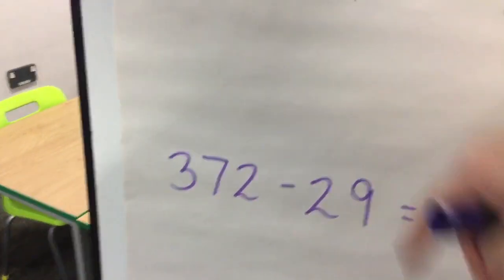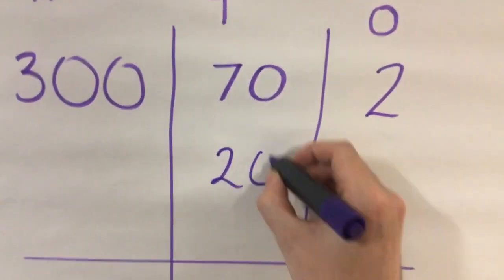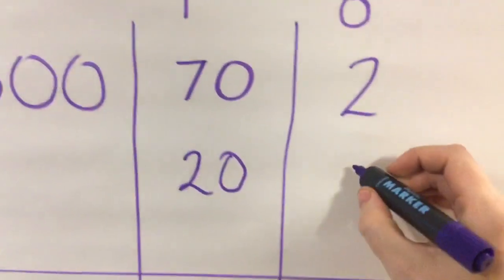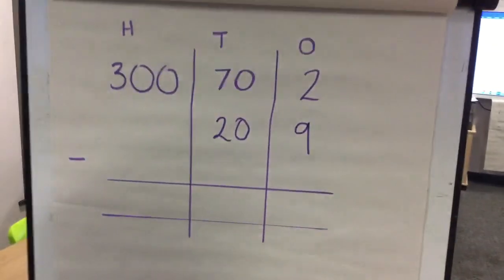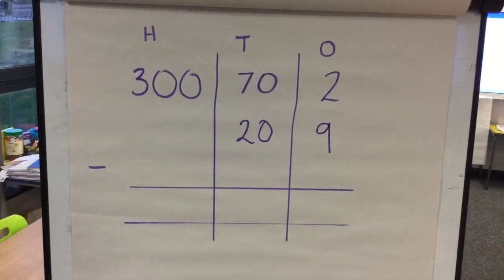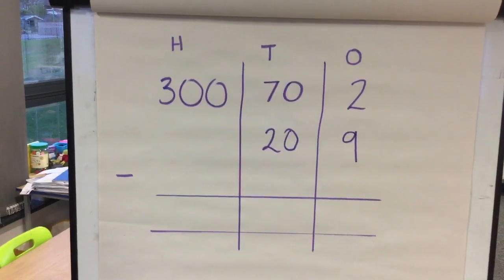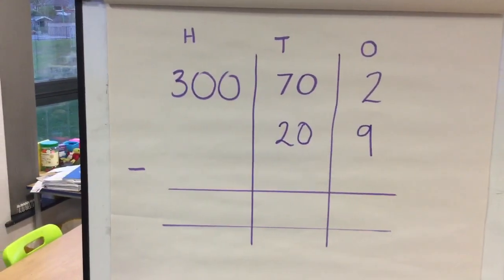What number am I going to do next? 29. So straight away I can see that I've got 2 tens, 9 ones. So instead of 2, I'm going to write 20. And ones, I've got 9 ones. So first step that I'm going to do is I'm going to start with my ones. I've got 2 ones, take away 9. Now if I try to do 2 take away 9, that's going to give me a number less than 0.